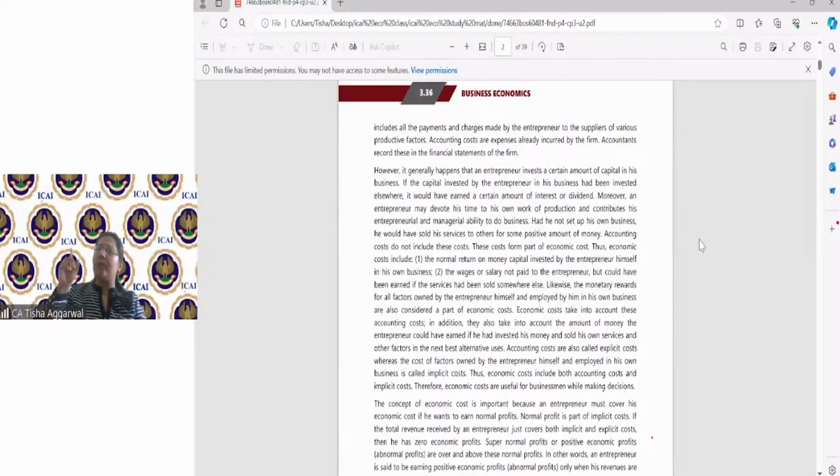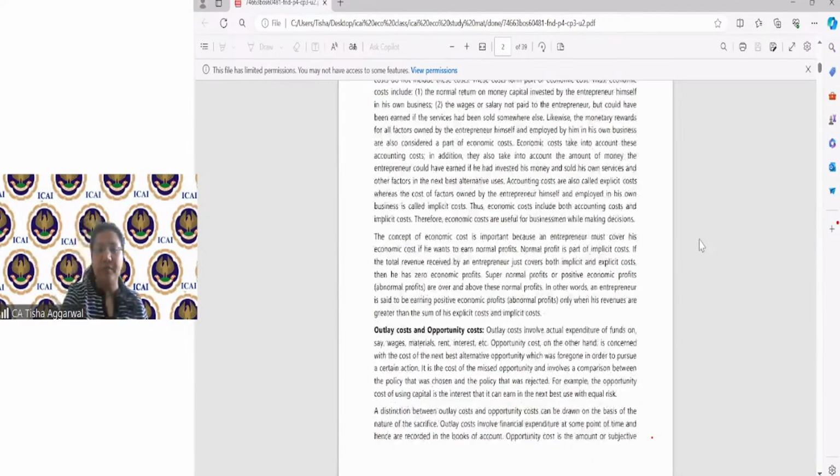Economic cost says you better take care of even your outlay cost and your implied cost altogether. If you are not into the business, you would have gone somewhere and worked and you would have got a salary. So the economic cost also takes that additional cost into account. Again, the concept of economic cost is important. Why? Because the entrepreneur must cover his economic cost to earn normal profit. Normal profit is always part of the implicit cost.